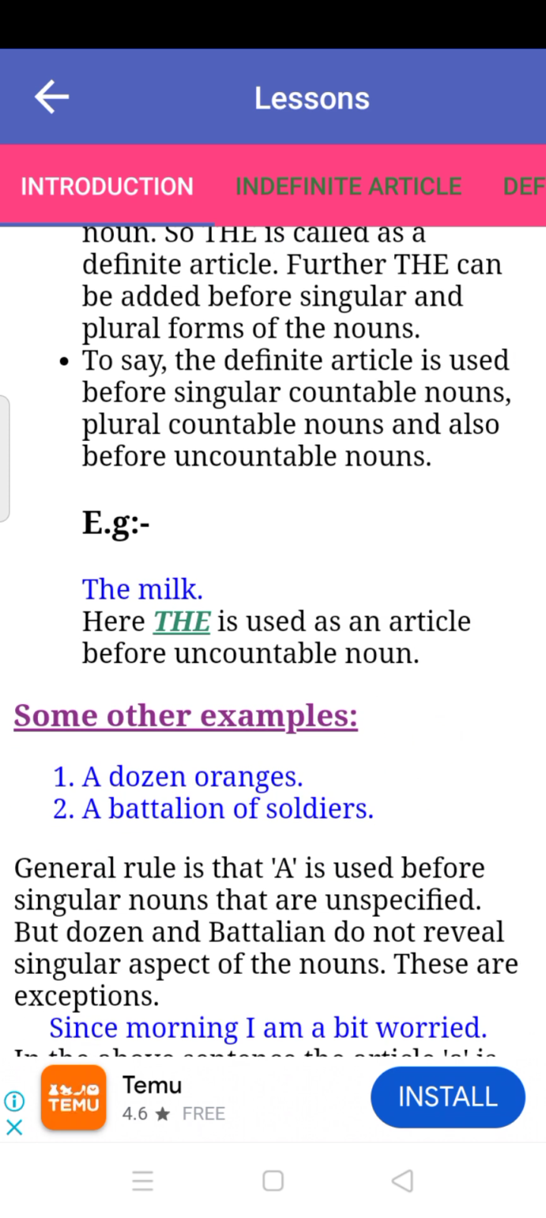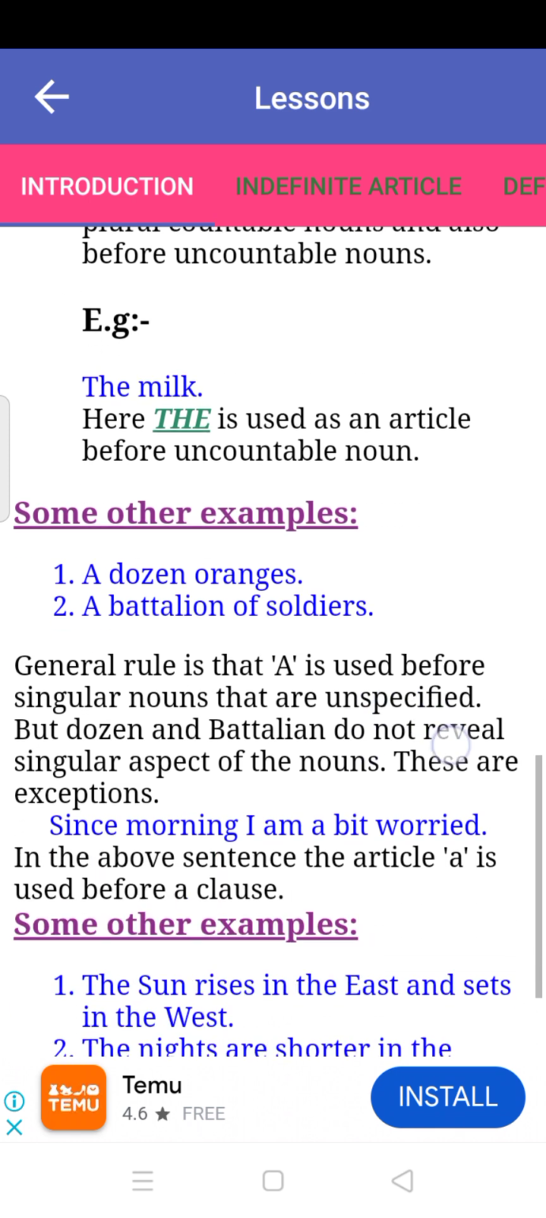For example, we add the before an uncountable noun. Here, milk is an uncountable noun. Therefore, we say the milk. Here, the is used as an article before uncountable nouns. So here, there is the article.